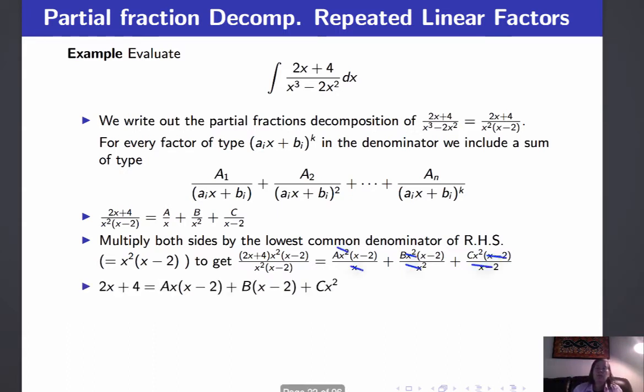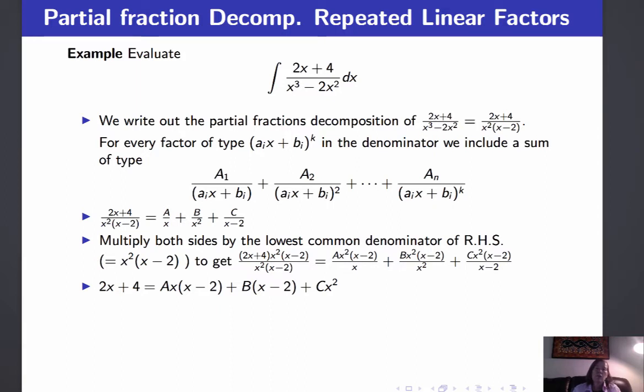Now we cancel whatever we can on the right-hand side. On the left-hand side, we're left with 2x plus 4, just the original numerator. In the first term on the right-hand side, an x will cancel. We're left with a times x minus 2. In the second term, an x squared will cancel, so it becomes b times x minus 2. And in the third term, the x minus 2 cancels, so it becomes c times x squared.